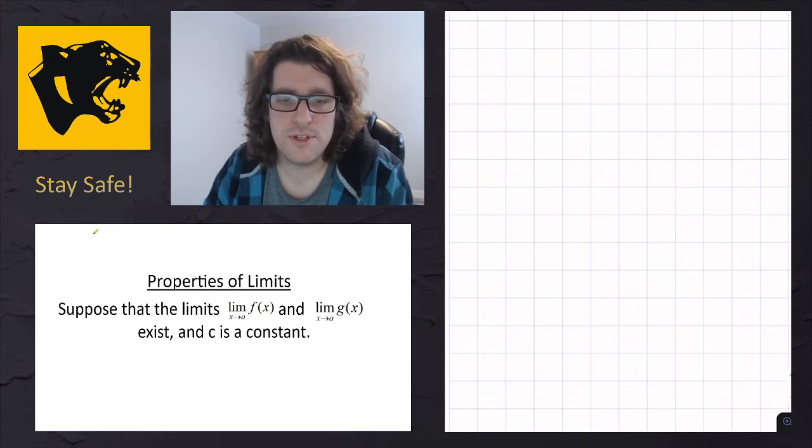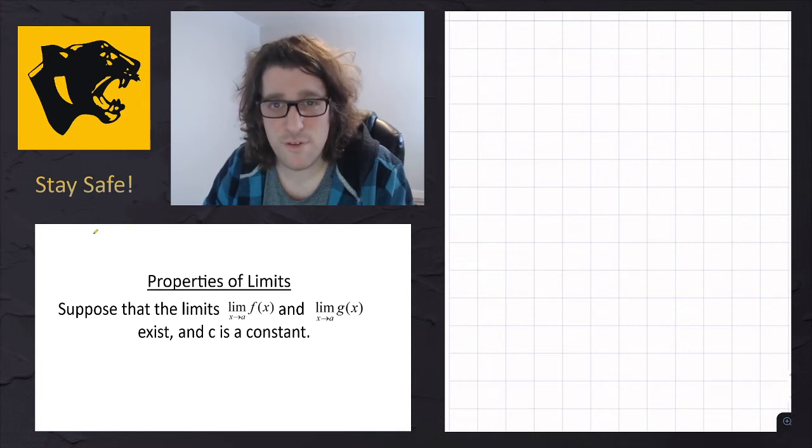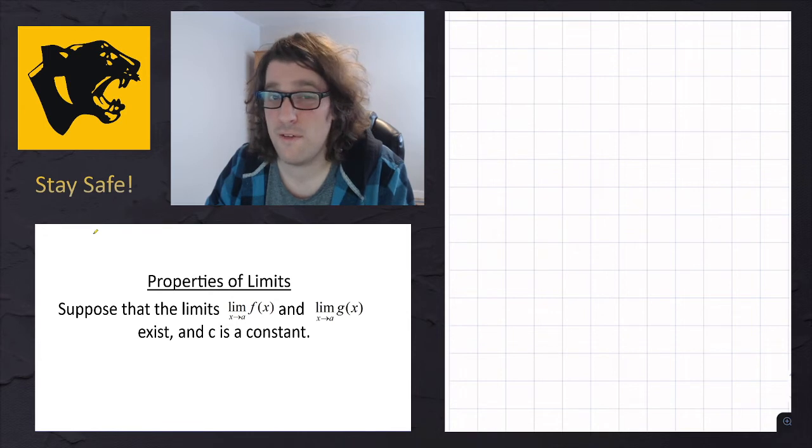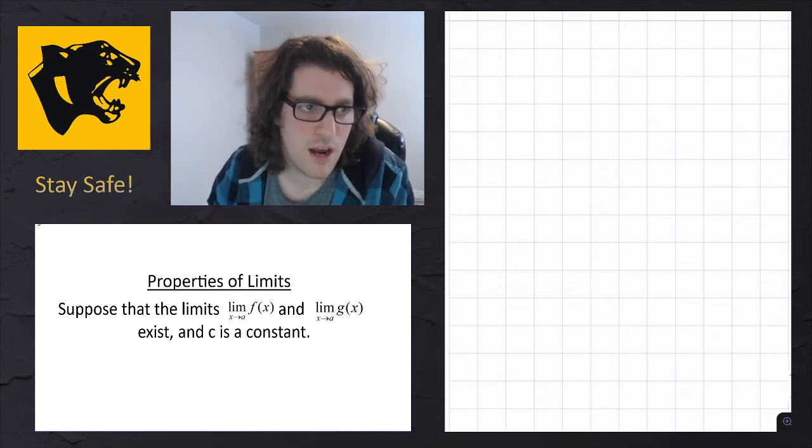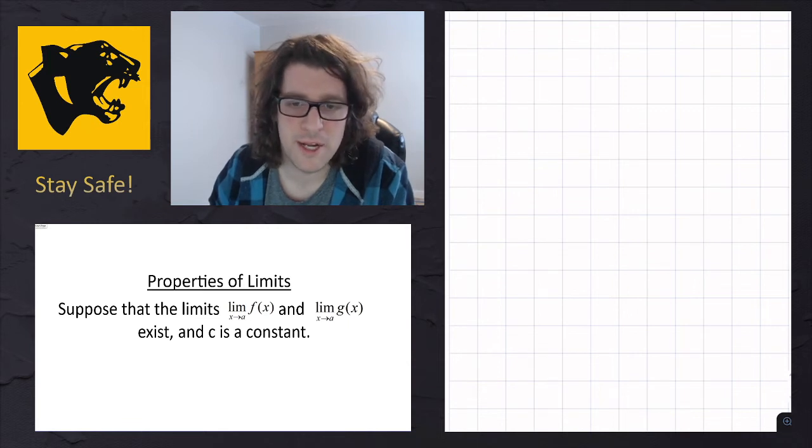So I'm going to have f of x as a function and g of x as a function, and in all the examples coming up, both f of x and g of x will have a limit. We're not even going to say what it is, but it will have a limit when x approaches a. And if you ever come across a c, then that's just a constant, and we'll just treat it that way.